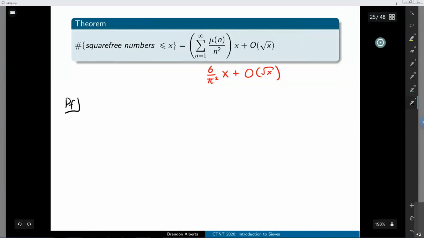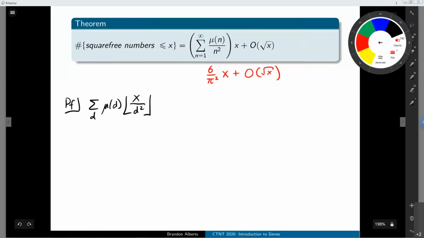So, what's the proof? Well, we know from the previous slide that the number of square-free integers less than or equal to x is given exactly by this sum. So somehow we want to take this sum and show that it's the same thing as this constant times x plus big O of the square root of x.